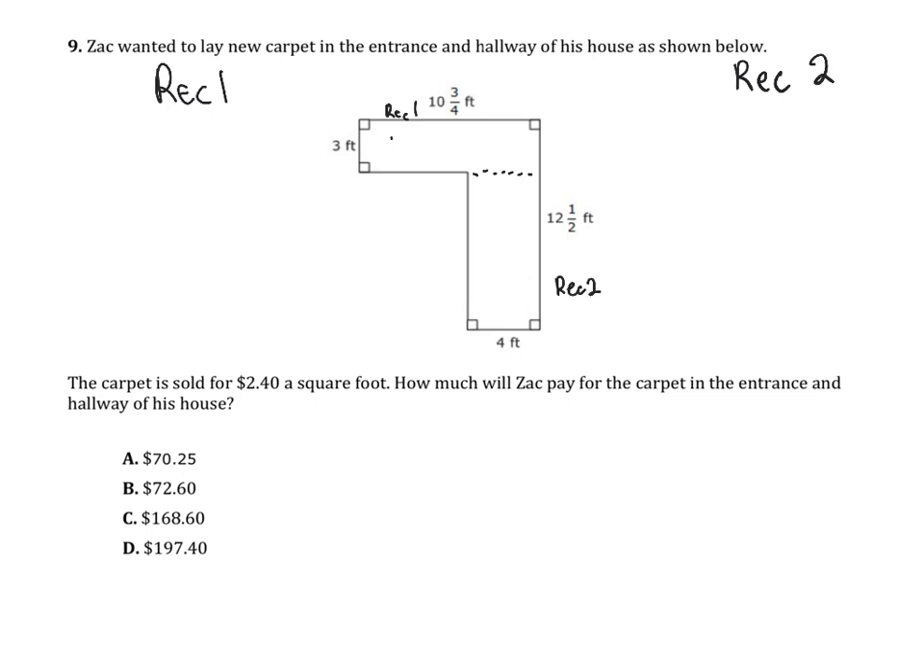So for a rectangle, I have area equals base times height. The height of the rectangle is 3, and the base is 10 3/4. Now I'm going to change that to a decimal and say 10.75. So the base is 10.75, and the height is 3. So let's multiply that out.